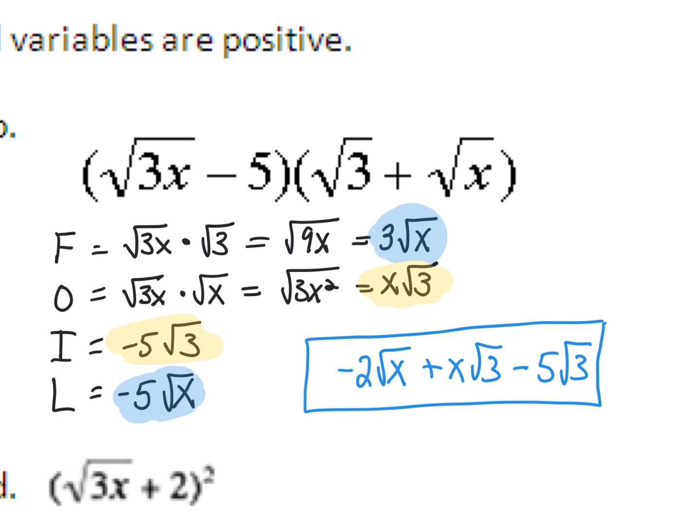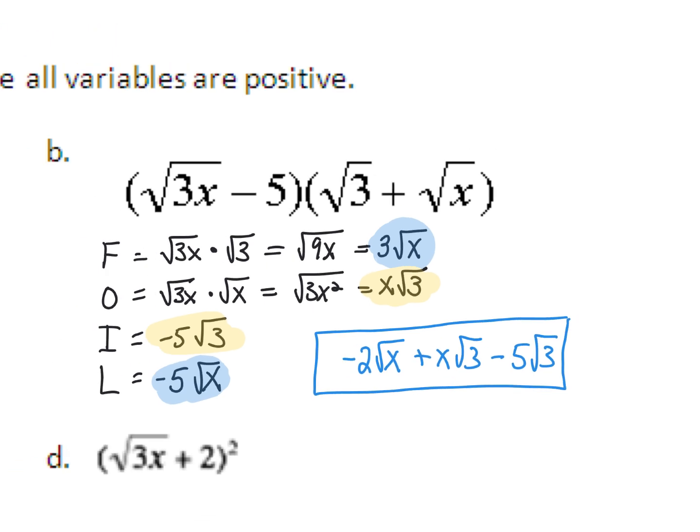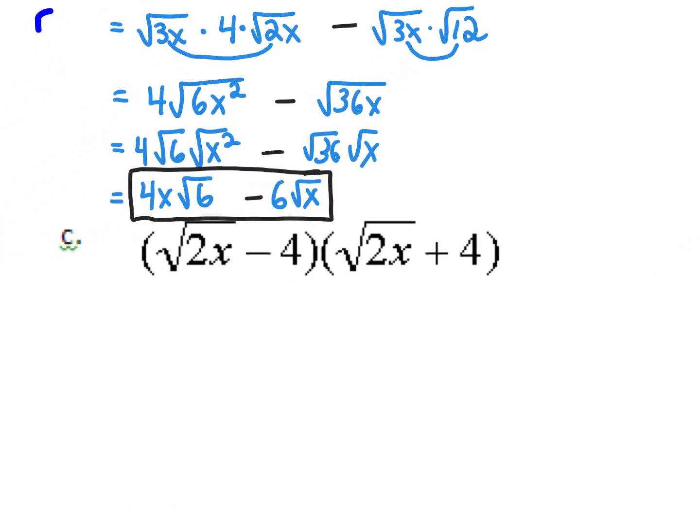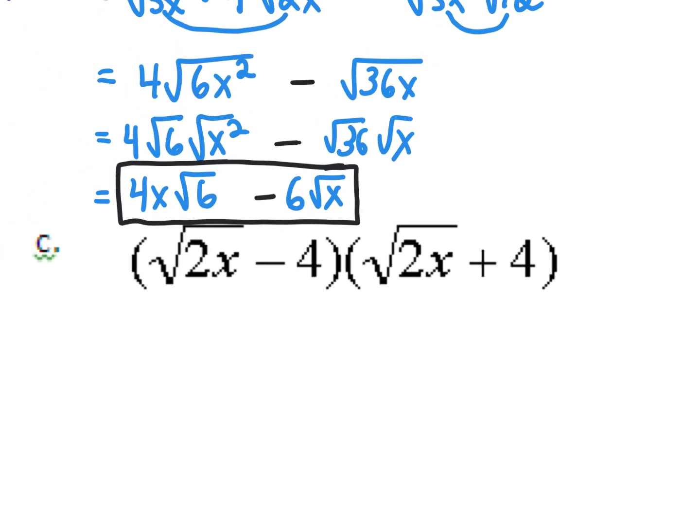So the last step in FOIL is to do F plus O plus I plus L, but sometimes we can't combine all of the pieces. All right, if you understand these two, you're doing a great job. We are almost done. I wanted to emphasize a pattern we see again next week. Again, sometimes we can multiply things together and the radicals go away.